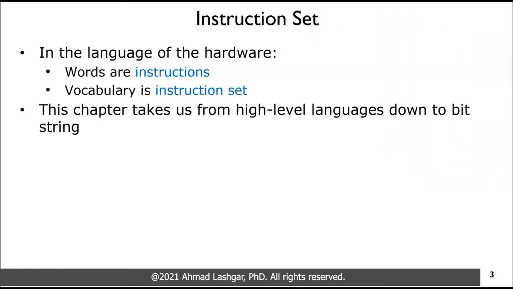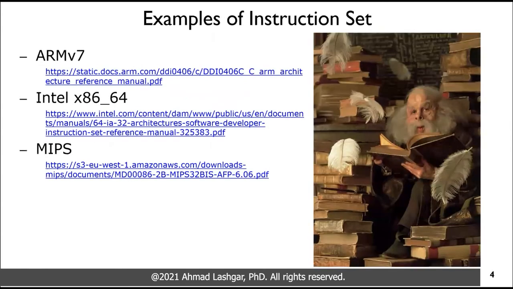To command a computer's hardware, you must speak its language. The words of a computer's language are called instructions, and its vocabulary is called an instruction set. We take a top-down approach to understand the machine language. We will learn how to translate high-level languages like C down to bit strings, zeros and ones, that could be understood by hardware. Instruction sets are pretty long documents explaining operations supported by the hardware. They are usually open source and you can find them online.